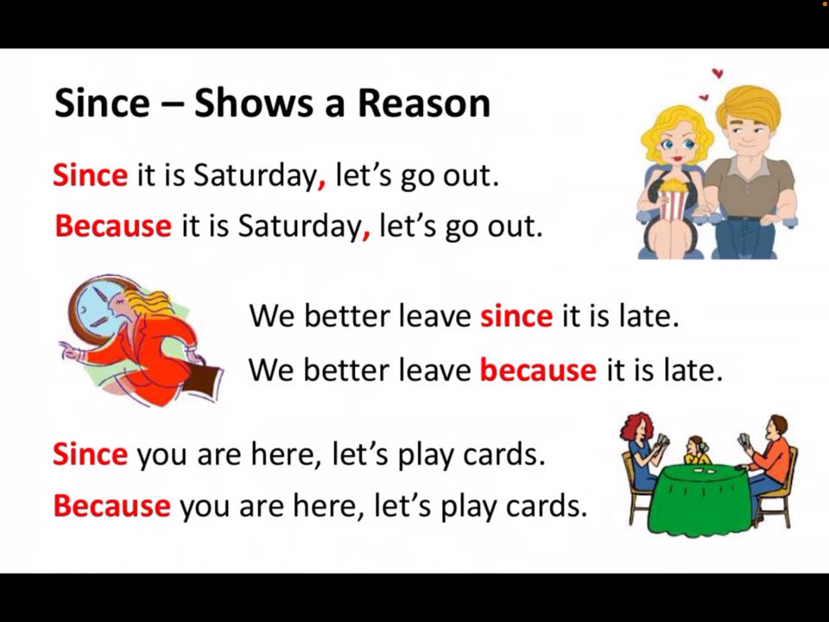Here we have since. So when we use since, we are showing a reason in our sentence. Since it is Saturday, let's go out.